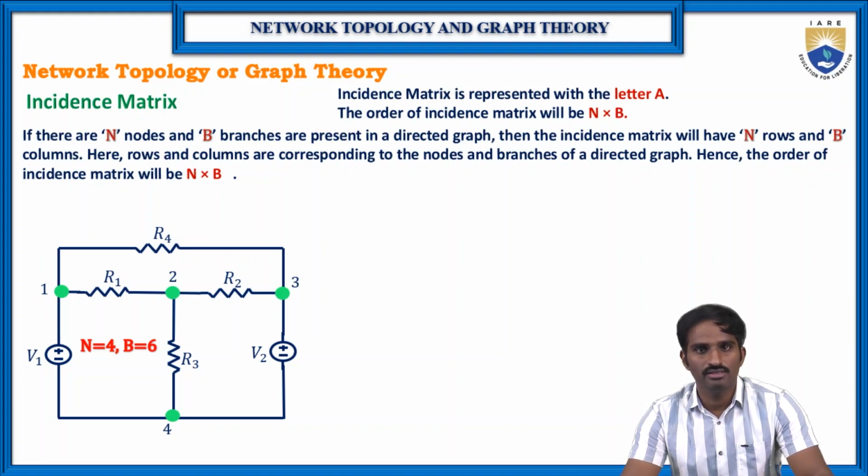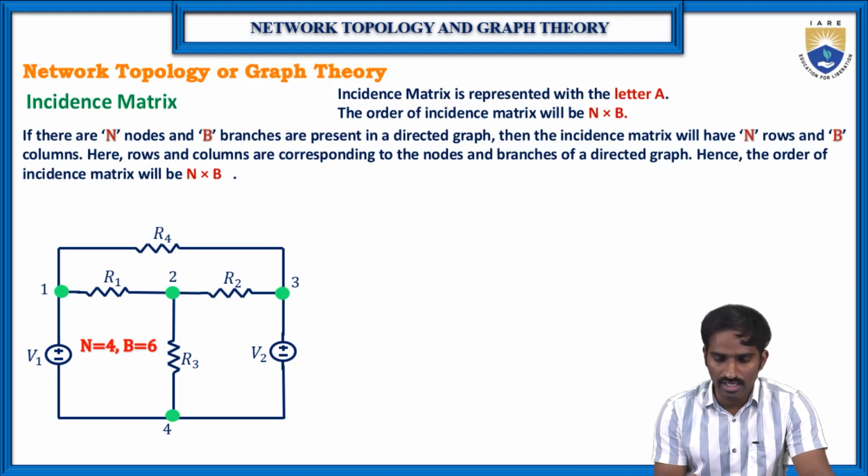So then the incidence matrix will be n cross b, which means here n is the number of rows and b is the number of columns. So the number of nodes represents the number of rows, and the number of branches represents the number of columns, right? So here, first we are going to convert this given electrical network into the graph.